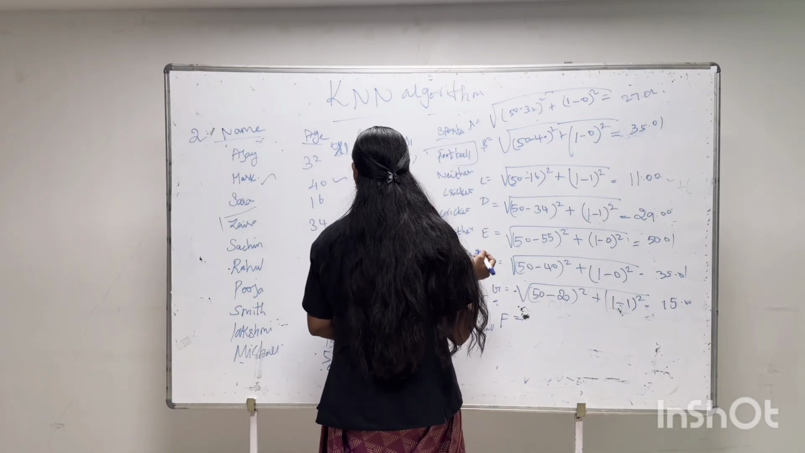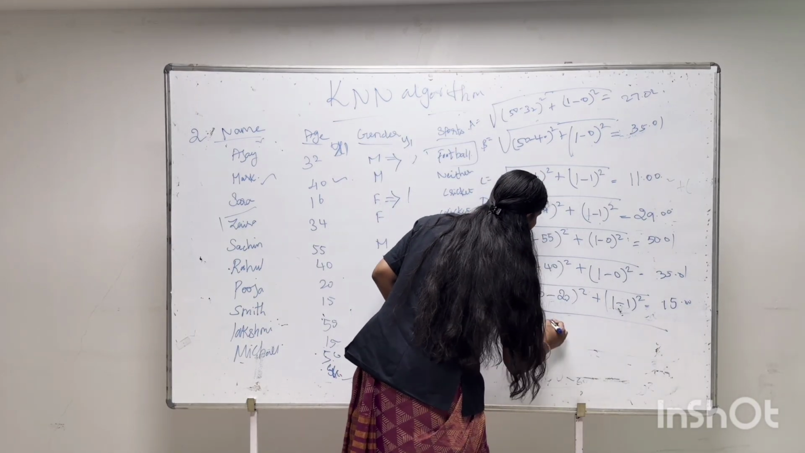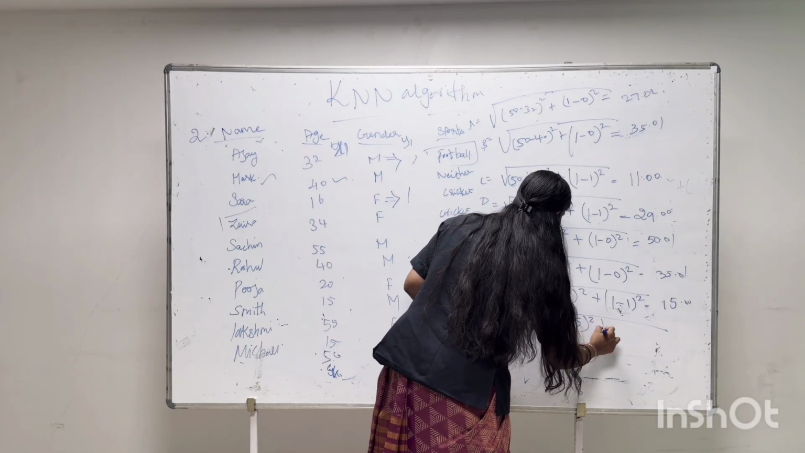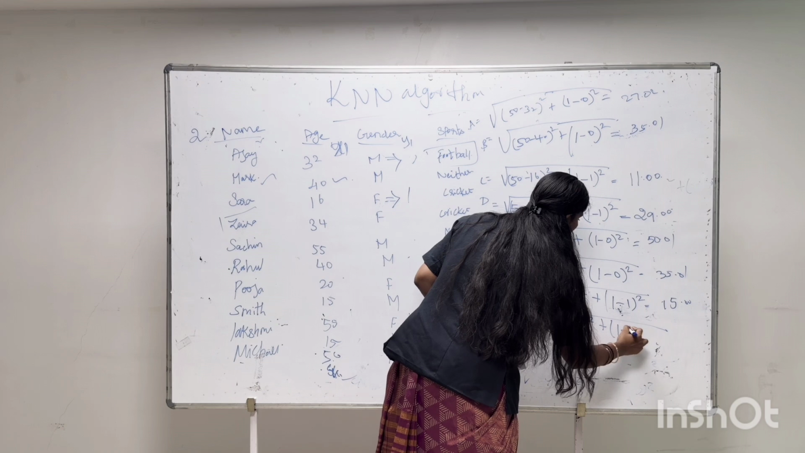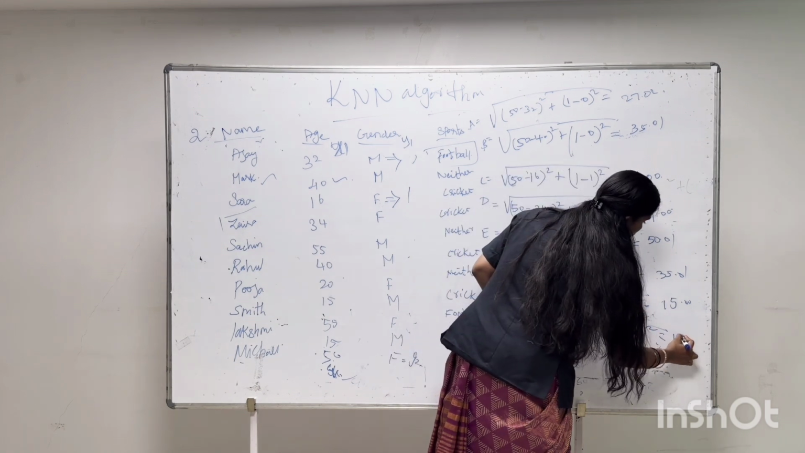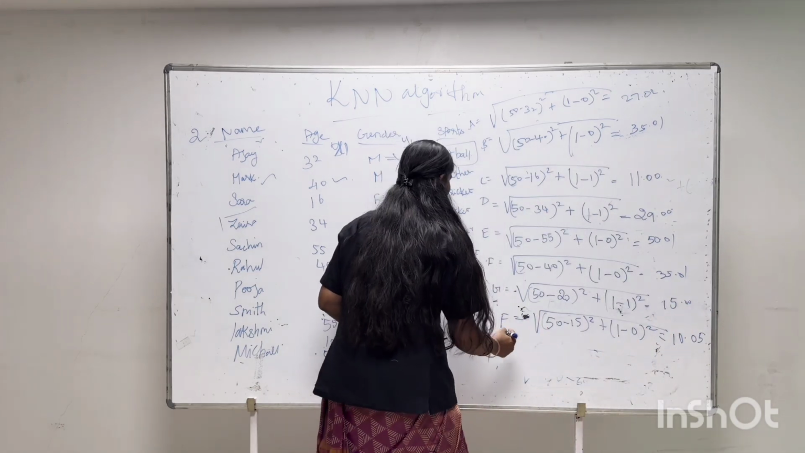Next we are going to calculate for Smith. For Smith, the age will be 15, and 1 minus 0. The value will be 10.05.